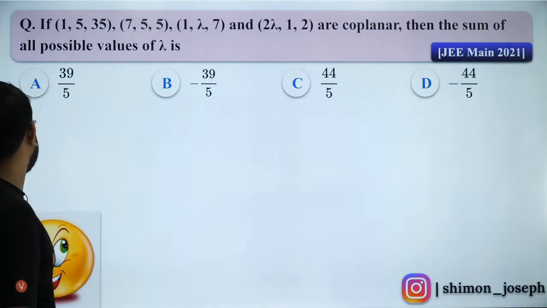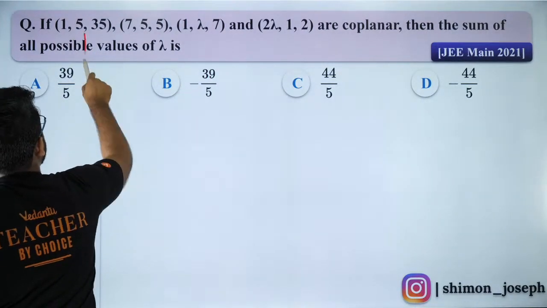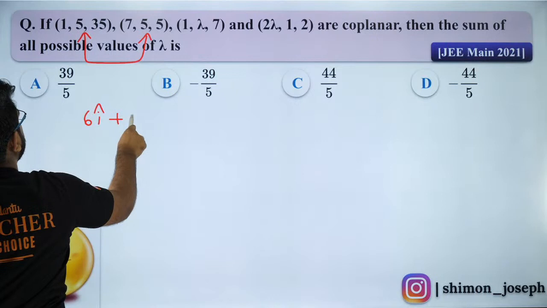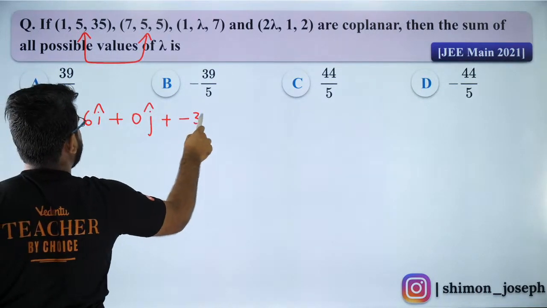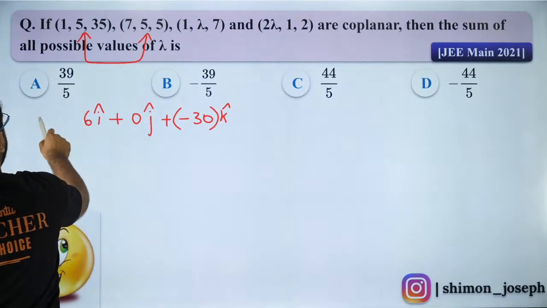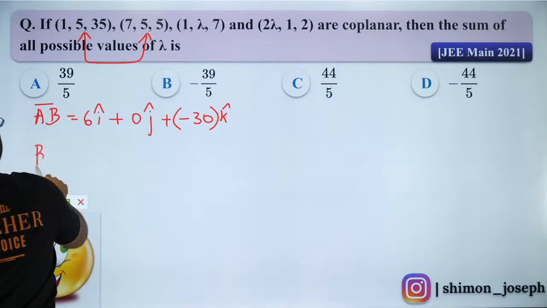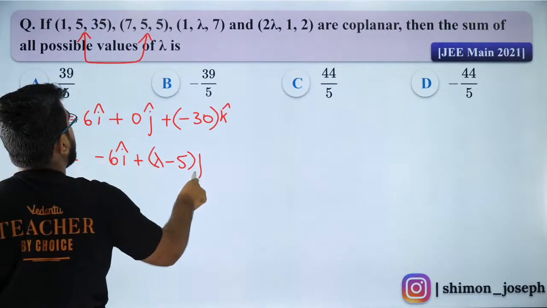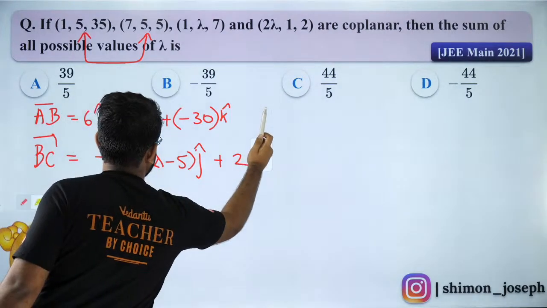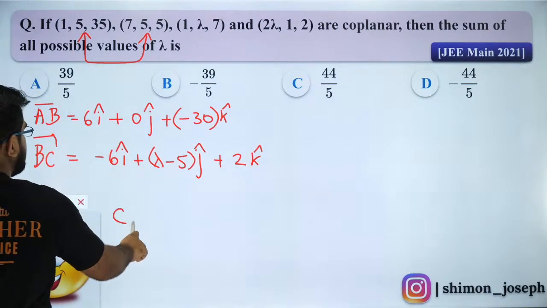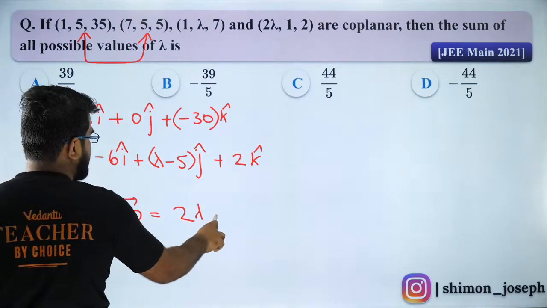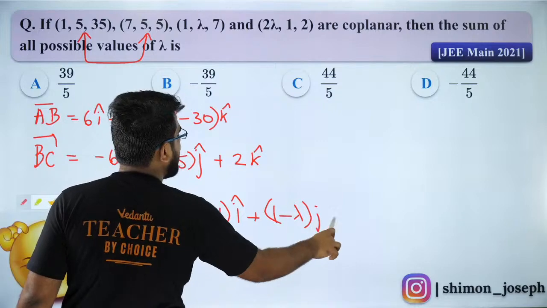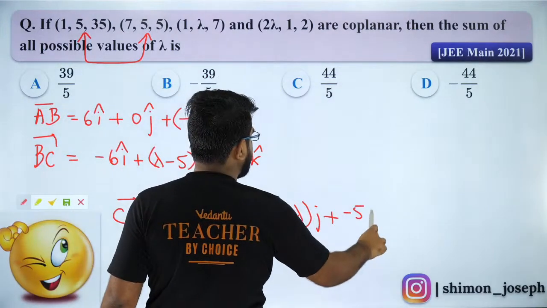Okay, so let's try to solve it. First of all, you have 4 points over here. So you need to find this vector first. The vector joining these two will be 6i cap plus 0j cap plus minus 30k cap. That is my first vector, let's call it AB vector. Now the second vector is BC vector, which will be minus 6i cap plus lambda minus 5j cap plus 7 minus 5, 2k cap. Then finally we have CD vector, which will be 2 lambda minus 1 i cap plus 1 minus lambda j cap, plus 2 minus 7, which is minus 5k cap.